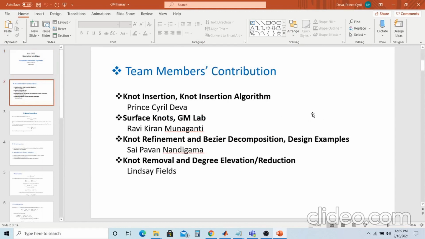I am Prince Cyril Deva. I'll be the first one presenting today, starting with knot insertion and the knot insertion algorithm. The next team member, Ravi Kiran, will talk about surface knots and geometric modeling lab, followed by Sai Pawan with knot refinement, Bezier decomposition and design examples. Finally, Lindsay Fields will talk about knot removal and degree elevation/reduction.